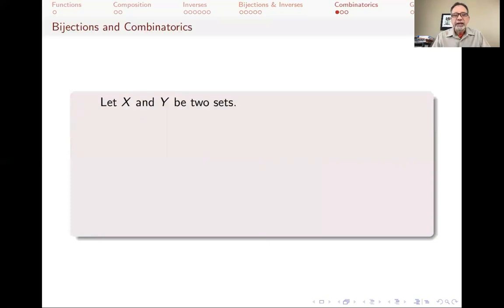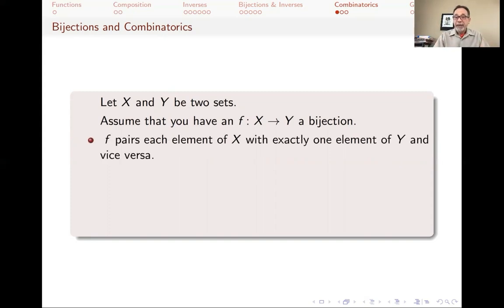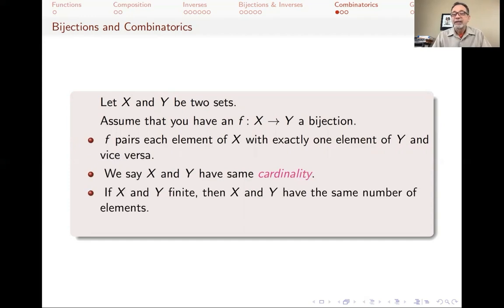In combinatorics, often we use bijections to show that two sets have the same size. If you have two sets x and y, and if you find a bijection, a 1 to 1 onto map, then that means that you're pairing elements of x and y. For every element of x, you have exactly one element of y. This guy is matched to that one. F is pairing each element of x with exactly one element of y. In this situation, we say x and y have the same cardinality. If x and y are finite, then to say that they have the same cardinality is the same as saying they have the same number of elements.